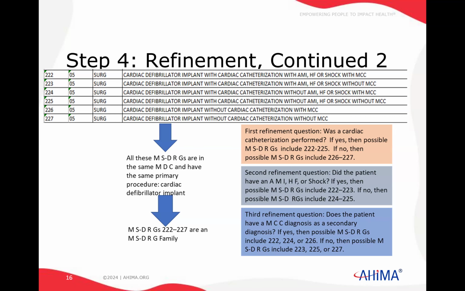And then finally, is the MCC diagnosis a secondary diagnosis? If it's yes, then it's either MSDRG 222, 224, or 226. And if it's no to that MCC being a secondary diagnosis, then it has to be either 223, 225, or 227. And notice that all of the 223, 225, and 227 are without the MCC.